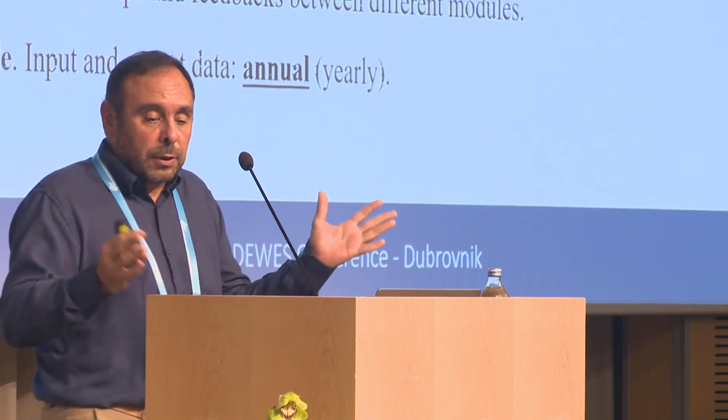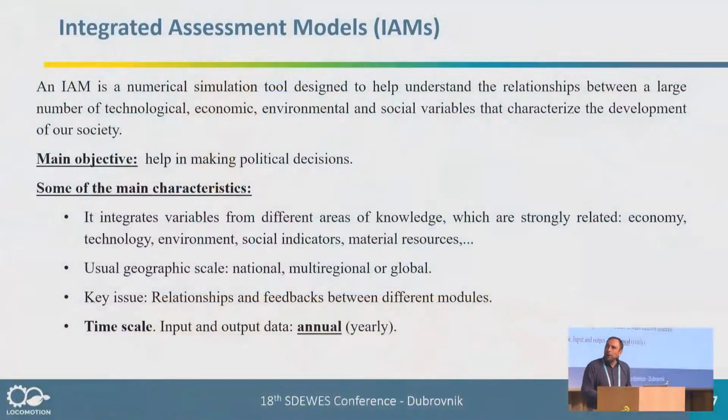Even when most of you know quite well what an integrated assessment model is, let me recall some key ideas. An integrated assessment model is a computational model able to represent in the same framework variables of different dimensionalities. So it represents variables from economy, technology, environment, society, materials, whatever. The key issue is that these kinds of variables are quite related, so there are a lot of feedbacks and relationships between them, so we can have an overview of what is happening in the global system.